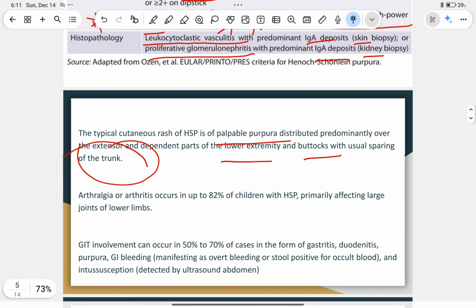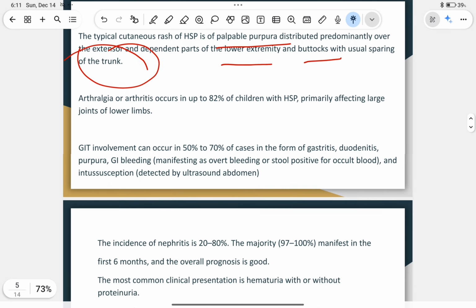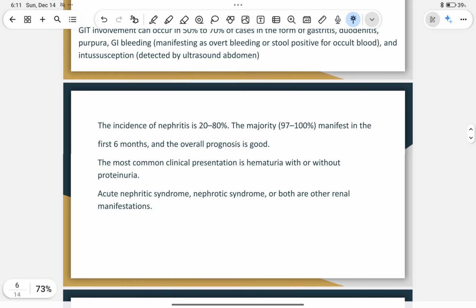Next, HSP can involve dependent parts, the lower limbs and buttocks, with sparing of the trunk. Almost 80% of children will have arthralgia, and 50 to 70% of patients will have GIT involvement in the form of gastritis and duodenitis. In severe cases, there may be GI bleeding or intussusception. For that, you have to operate. The incidence of nephritis is 20 to 80%, and less than 5% of cases will go to CKD. Nephritis will happen mostly in the first 6 months.